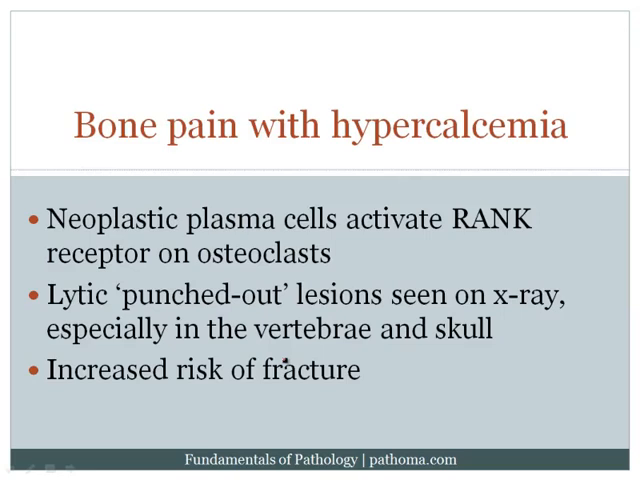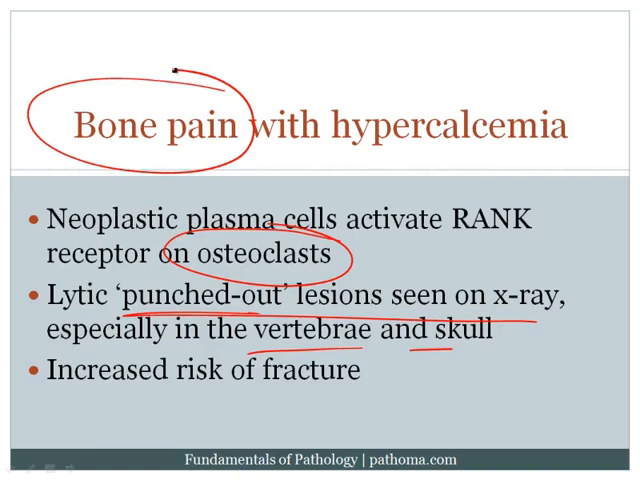For example, the plasma cells have the ability to produce osteoclast activating factor. And when they produce osteoclast activating factor, the osteoclasts will get activated. Of course, the osteoclasts eat away at bone, and so that'll result in punched out lesions that will be seen on X-ray, particularly in the vertebra and the skull. Now, those punched out lesions will result in bone pain, and that will also produce hypercalcemia, because as you punch out the bone, calcium will be pushed into the serum. And there's also going to be an increased risk of fracture, because when you punch out the bone, that's going to weaken the bone, increasing the risk for fracture.